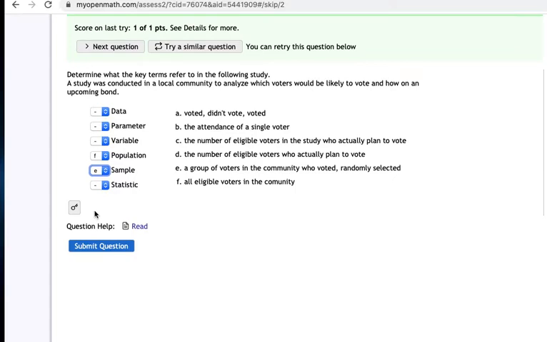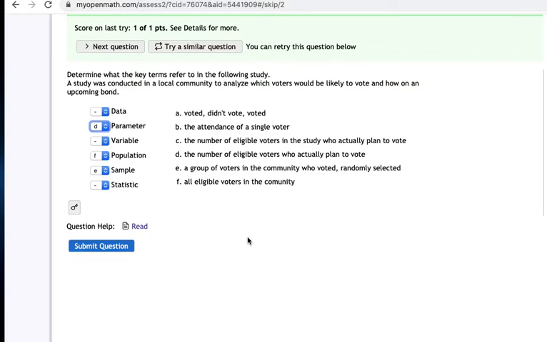The way I remember is parameter P, population P, those two go together. Statistic S, sample S, those two go together. So a parameter is an aspect of the population. So let's see, which one of these is an aspect of the population? I would say it's D, the number of eligible voters, the whole group of voters who actually plan to vote. So I'm going to put a D next to that.